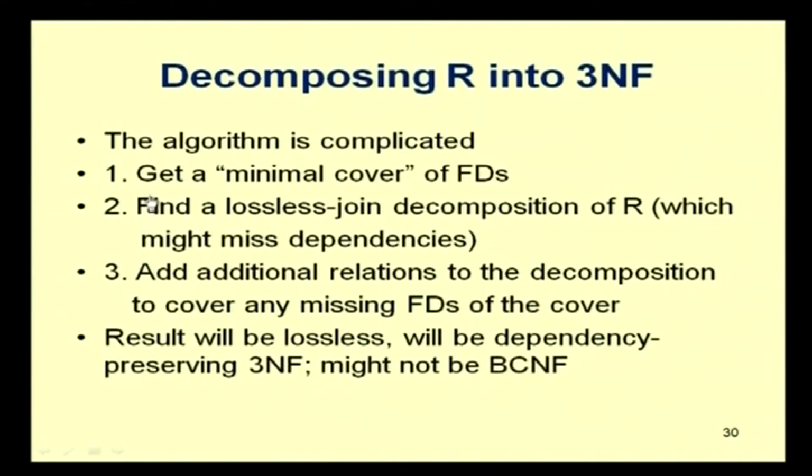So, the algorithm is: you get the minimal cover of FDs, the cover we have discussed in the previous lecture. Find a lossless join decomposition of R, and add additional relations to the decomposition to cover any missing FDs of the cover. The result will be lossless, we are not going to prove that, and will be dependency preserving, but may not be in Boyce-Codd normal form.